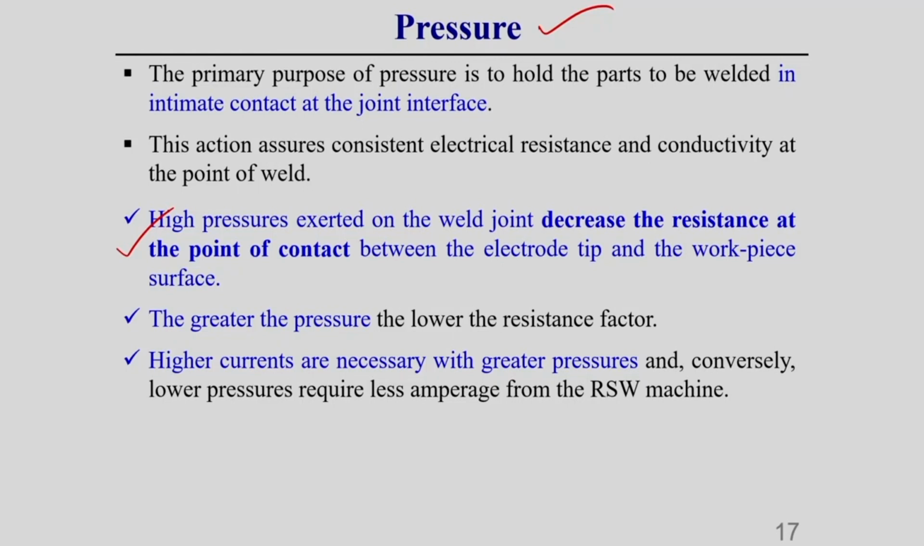less ampere is required for the resistance spot welding machine. If the pressure is lower, then in that region your contact will be loose, so resistance will be more, so less current is required to pass through this region. But this pressure should be optimum. Higher pressure or lower pressure is not preferable; there is an optimum pressure range, that you should keep in mind. Okay.